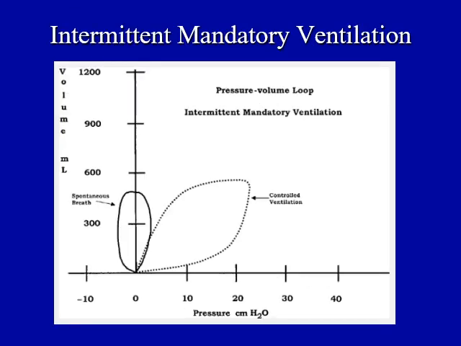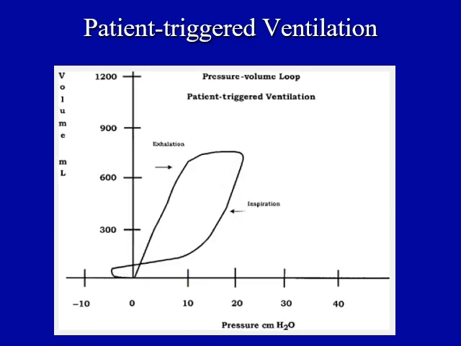Here you can see this is intermittent mandatory ventilation. So sometimes the patient is having a spontaneous breath and sometimes the patient is having a mandatory breath. Here the initial part of the loop is going towards the negative, followed by a positive pressure. So the initial negative is because of patient-triggered ventilation followed by the mandatory breath. So this is assist control mandatory ventilation.